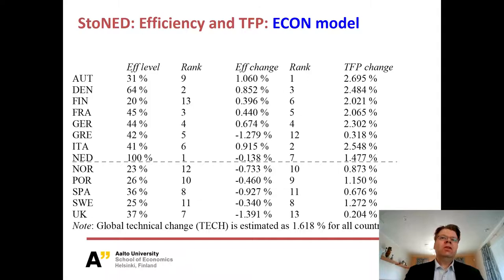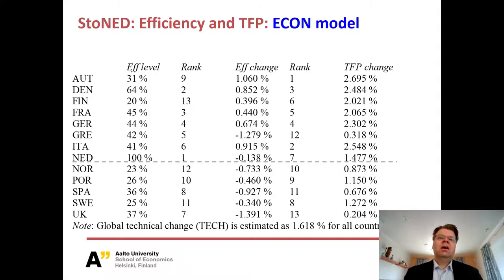If you look at the change in efficiency and TFP change, then of course country-specific time-invariant factors such as growth season or climate conditions would cancel out. So it may be more interesting to look at the TFP change or the efficiency change. Recall that in this decomposition, the TFP change is driven by two factors.